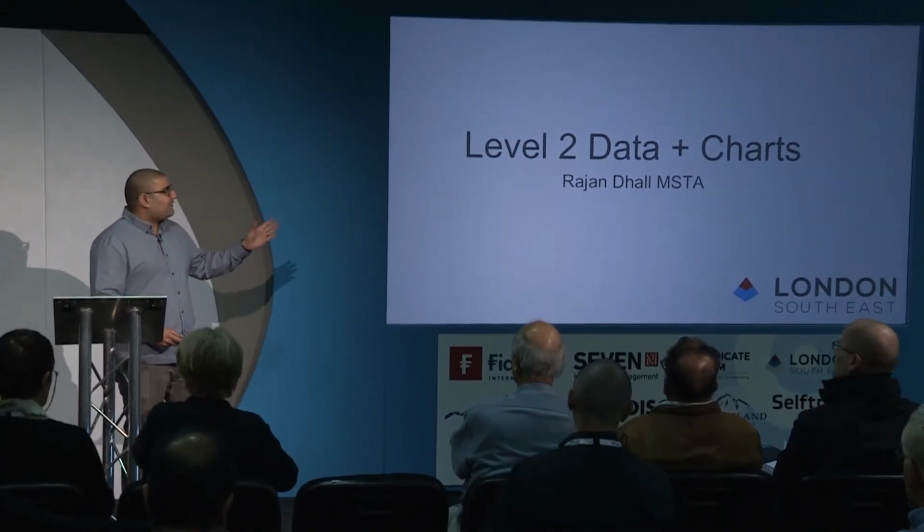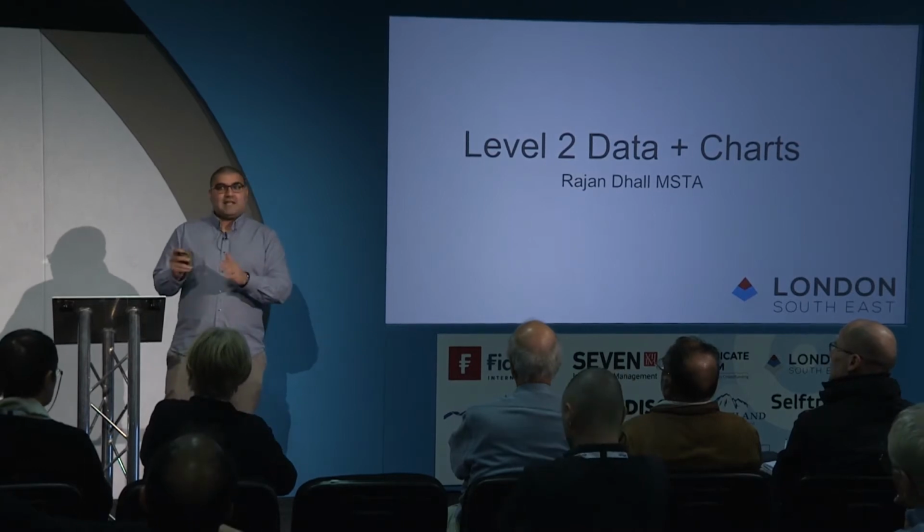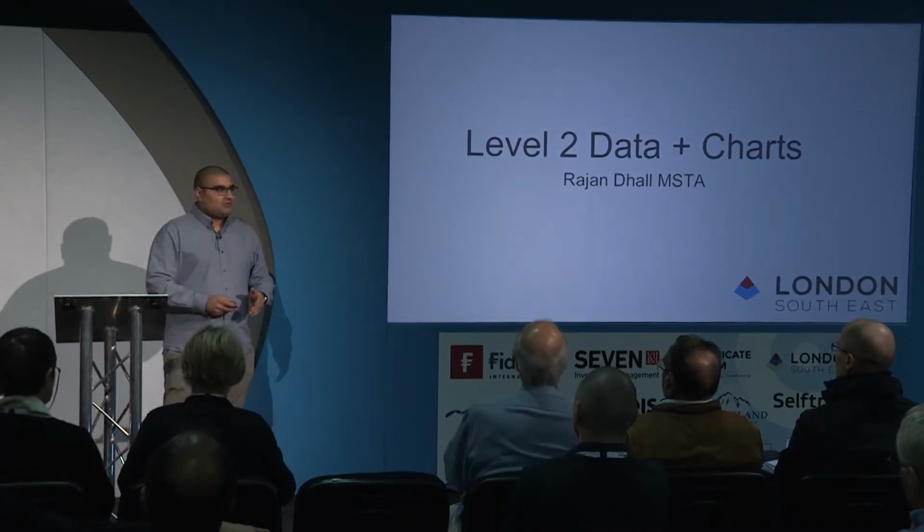So obviously it's about level 2 data and how to relate level 2 data with charts. For those of you who don't know what level 2 data is, it's generally the order boards, also known as the depth of market, okay?